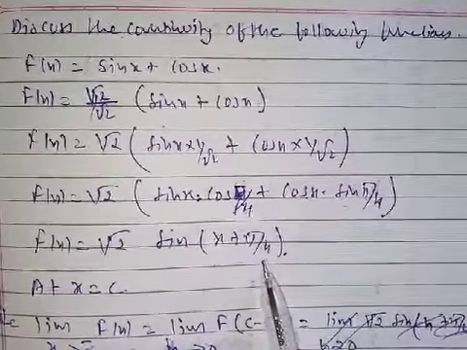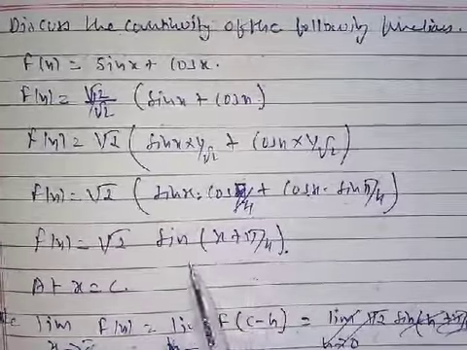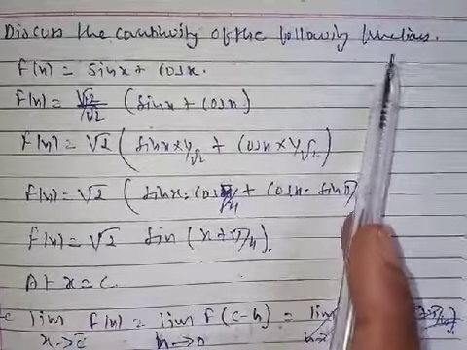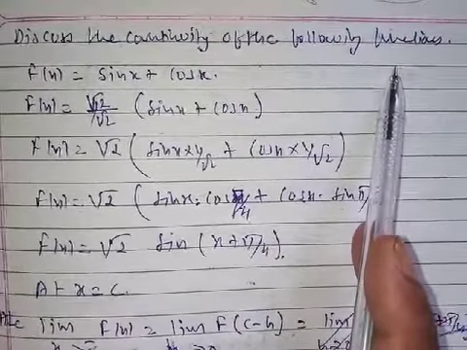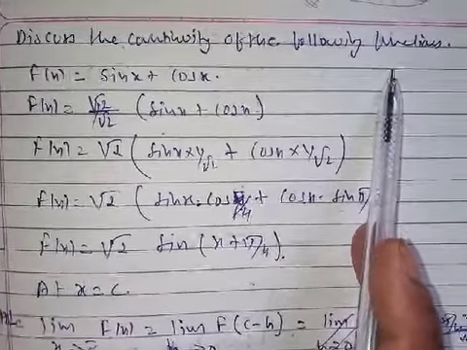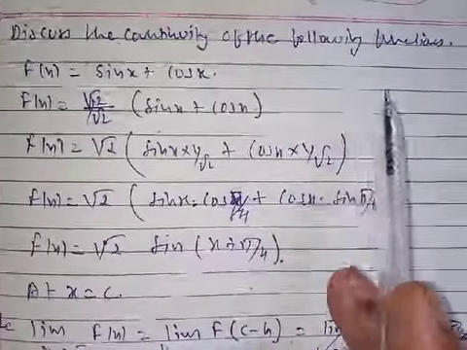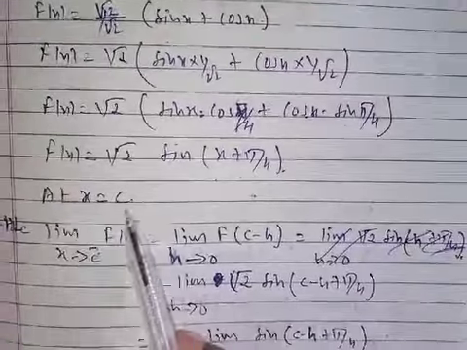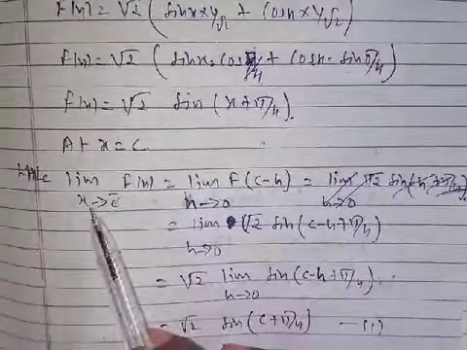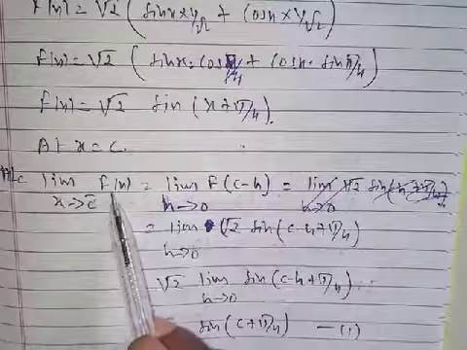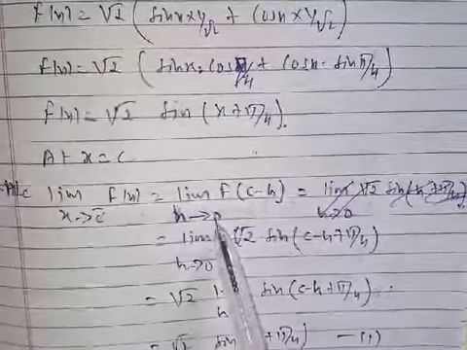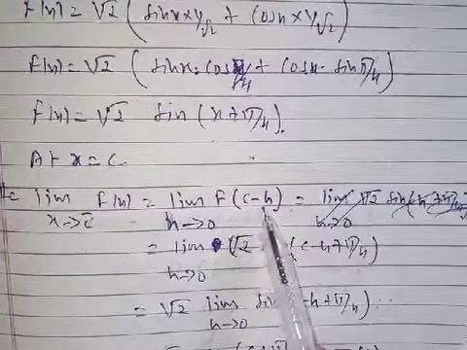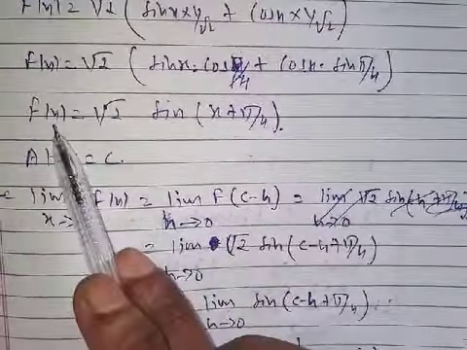So now we can check the continuity. One more thing: discuss the continuity of the following function. Here the point is not given. So whenever the point is not given, we check at x is equal to c. So let's check at x is equal to c. LHS: limit x tends to c minus of f(x), that is limit h tends to 0 of f(c minus h). So where will you substitute c minus h? In the function f(x).